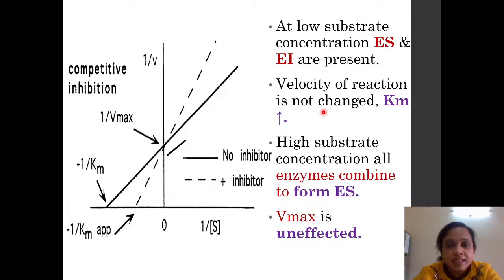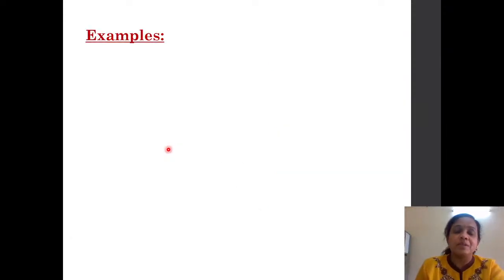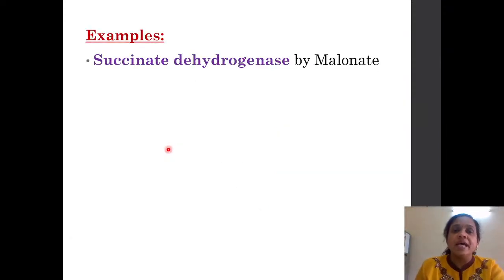Now, when you increase the amount of the substrate, what is happening? It is reaching its maximum velocity. So, Vmax is not altered, whereas Km is increased in competitive inhibition. Now, we'll go to examples of the competitive inhibition. Succinate dehydrogenase. Succinate dehydrogenase enzyme is present in the citric acid cycle.